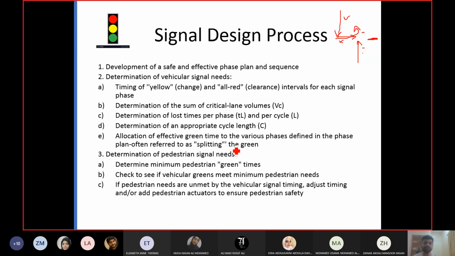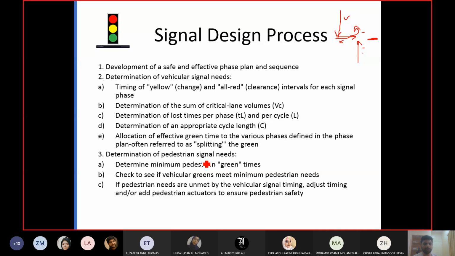Then from the whole cycle length, find out the green time for each phase. The whole cycle length will be divided into time for each phase. This is the end of your design if there are no pedestrians. If there are pedestrians, then you have to perform the third step. Okay, now what's the third step?